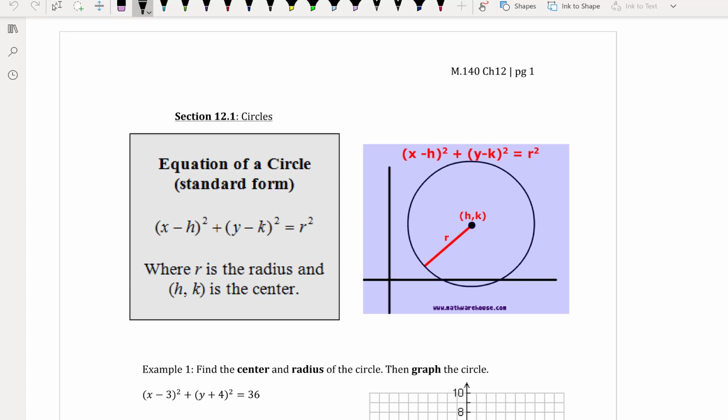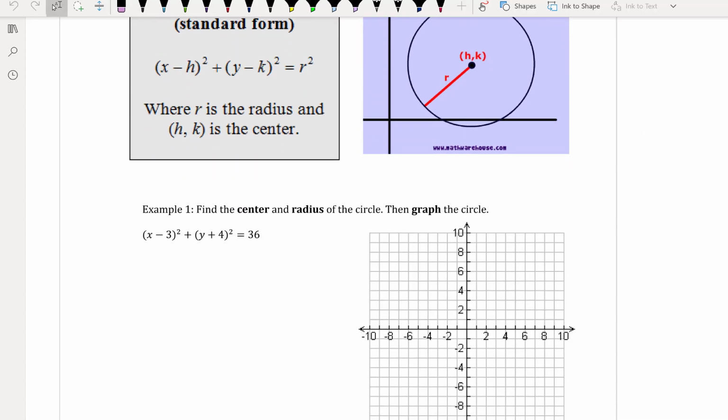The radius, as you can see from the picture on the right, is the distance from the center of the circle to an edge. If I went all the way across, that would be the diameter, but for the purposes of this section, we're only going to be focusing on the radius, okay? So let's put this into play. For example number 1, it says find the center and radius of the circle, then graph the circle.